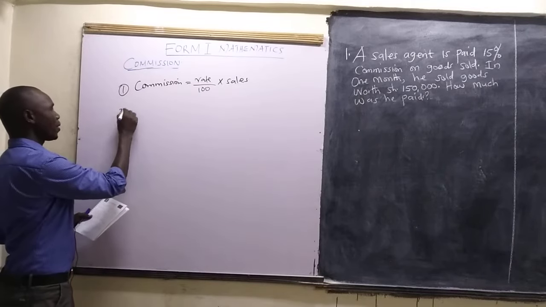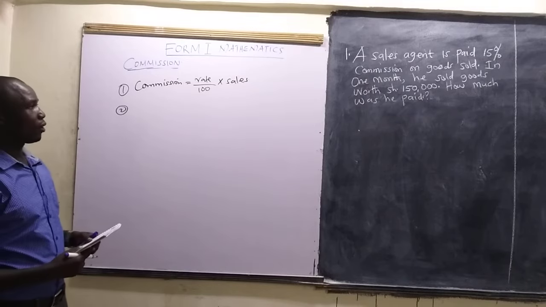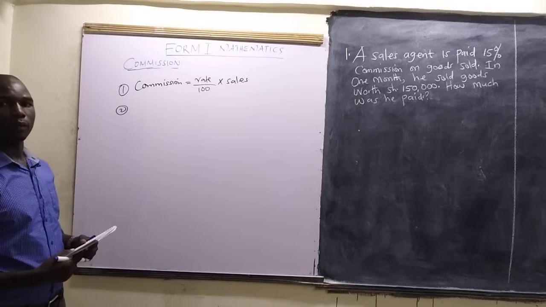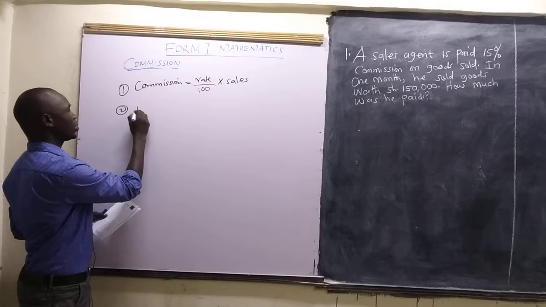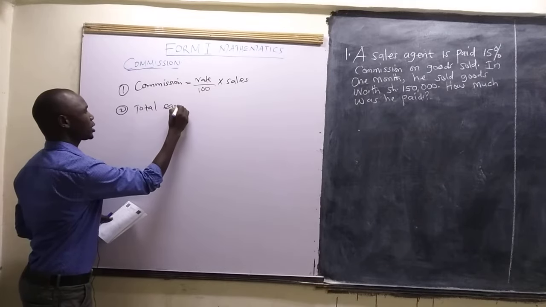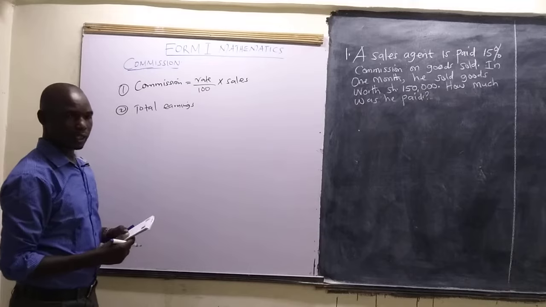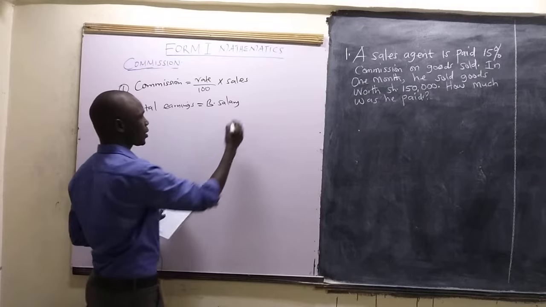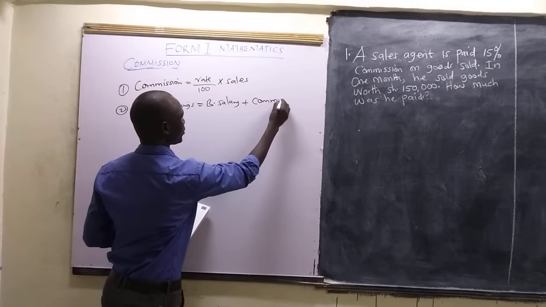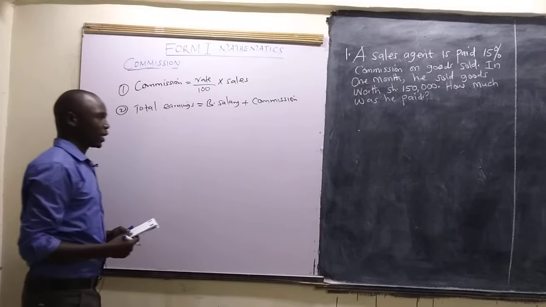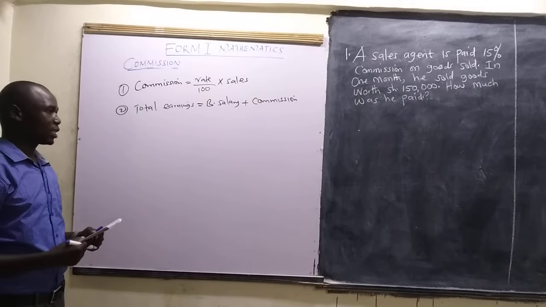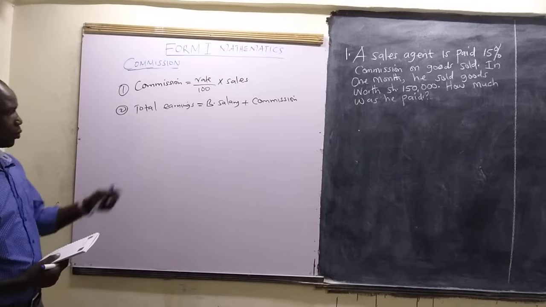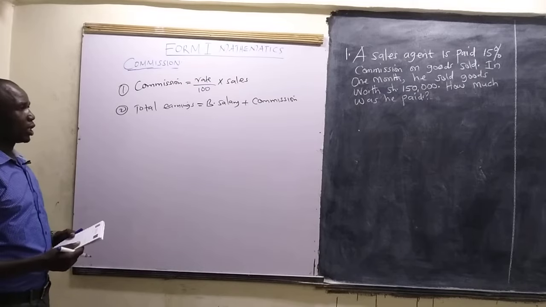But sometimes somebody can be employed by the company, where he is paid a monthly basic salary, and on top of that he is paid a commission. Those people earn what we call total earnings, and for us to get total earnings, we take the basic salary, then we add what we call commission. So to get the total earnings for the people who are given the monthly salary, and on top of that they are given commission, their total earnings will be equal to basic salary add commission.